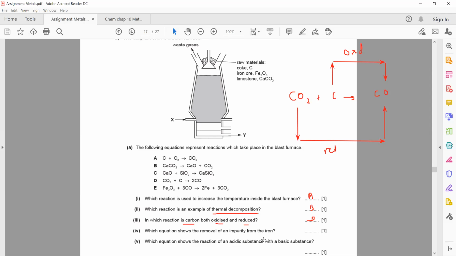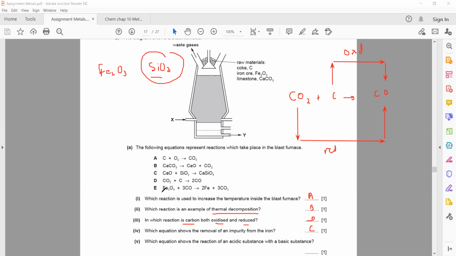So what is the impurity here? Look, iron ore contains the impurity silicon oxide. So if we remove silicon oxide, how is silicon oxide removed? By reacting with calcium oxide, forming a slag. So C is the right answer.